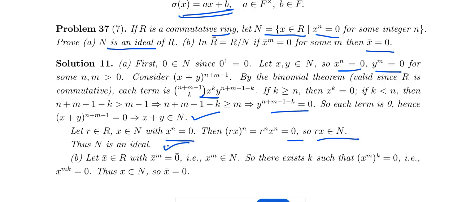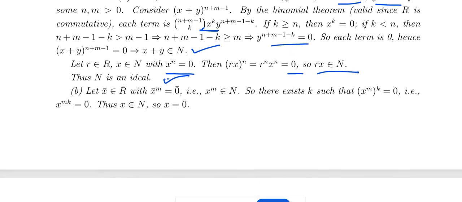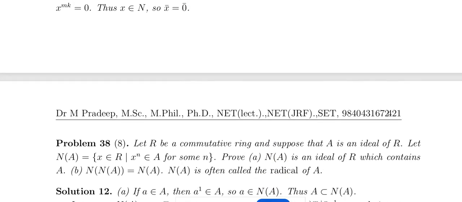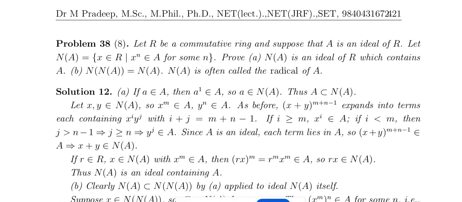The same way, (x bar) whole power m equals 0, where x bar belongs to R bar. x power m belongs to N, that is, there exists k such that (x power m) whole power k equals 0. So x power mk equals 0, x belongs to N, and x bar equals 0.